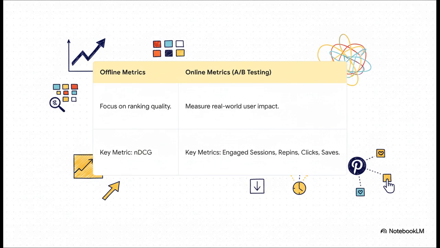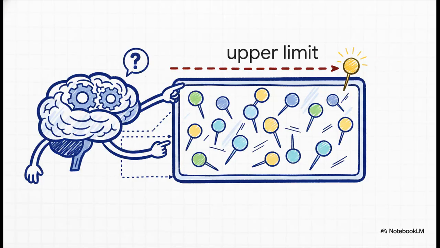But the lab isn't reality. The ultimate source of truth is online A/B testing. This is where we see if real users are actually engaging more, clicking, saving, repinning. That's what really matters. Now, I want to talk about something that is so critical but often gets forgotten, the quality of your serving corpus. It doesn't matter if you have the smartest model in the world. If the pool of pins it has to choose from is stale or low quality, your recommendations are going to be low quality. It's that simple. Your corpus is the absolute ceiling on your system's performance.